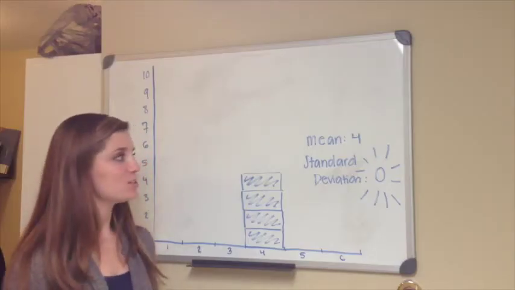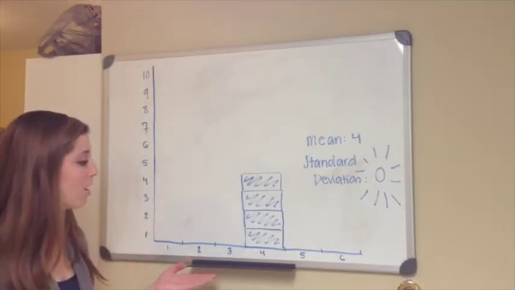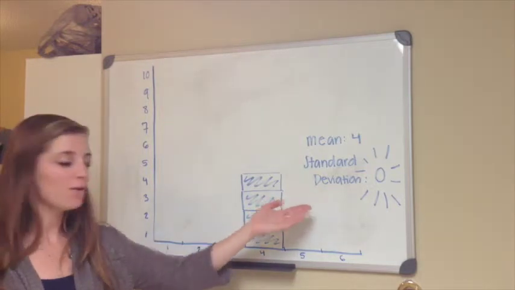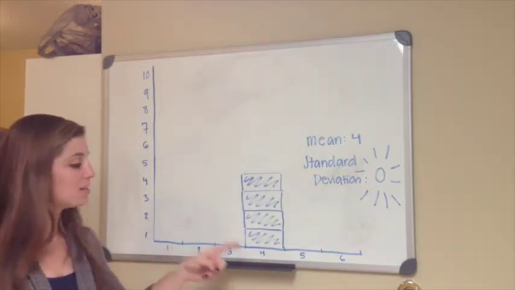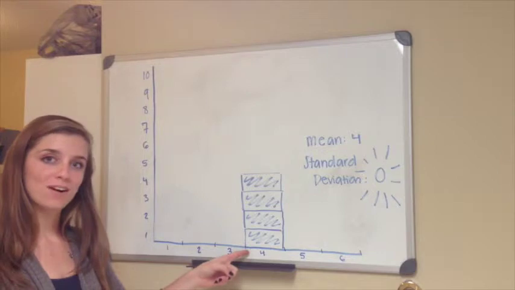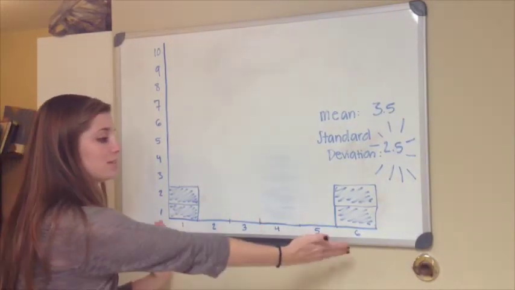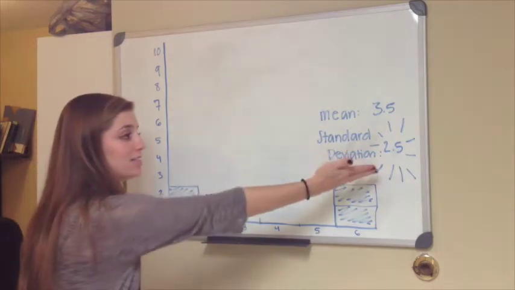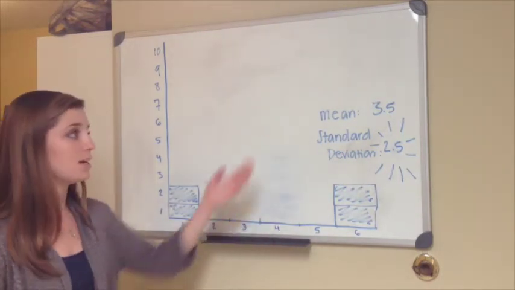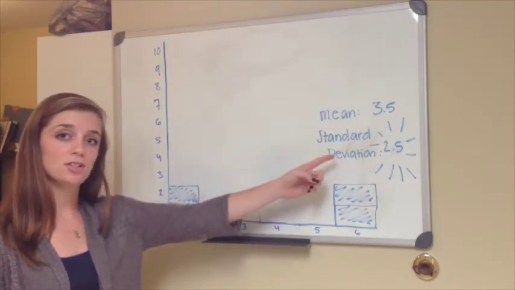To better help illustrate these concepts, we have an example of data with a standard deviation of 0. As you can see, all of the data is concentrated at a mean of 4. However, as you can see here, as the data spreads out more, the standard deviation increases. Here, the mean of this data is 3.5 with a standard deviation of 2.5.